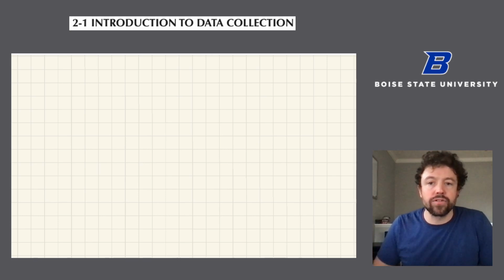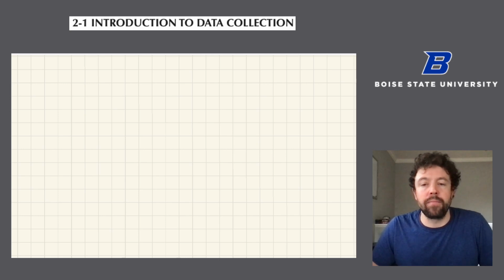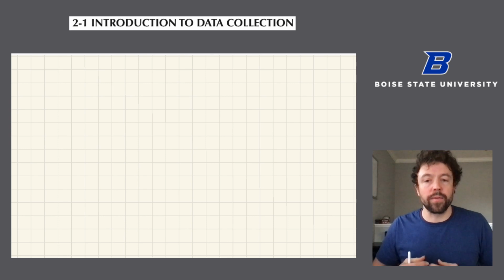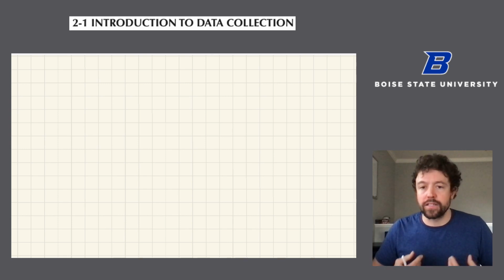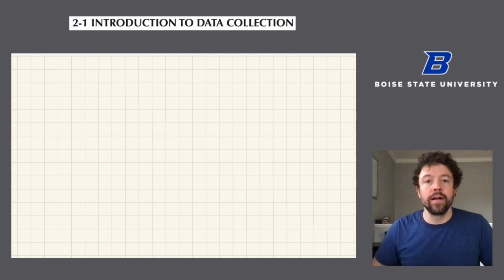Section 2.1 is Introduction to Data Collection. This section may seem like a bit of a jump away from what we did in the first module. In the first module, we were talking all about how to take data sets, collections of numbers, and summarize them and understand them. In section 2.1, we're making a bit of a jump to this notion that these data sets are only useful if they were put together in a reasonable fashion.